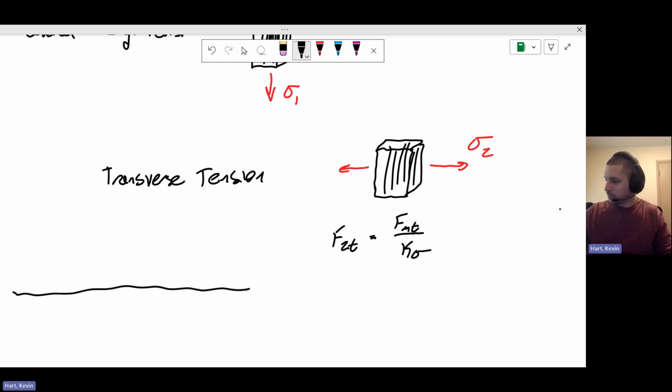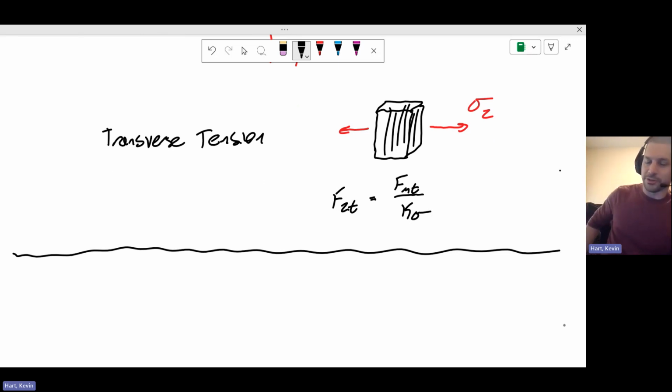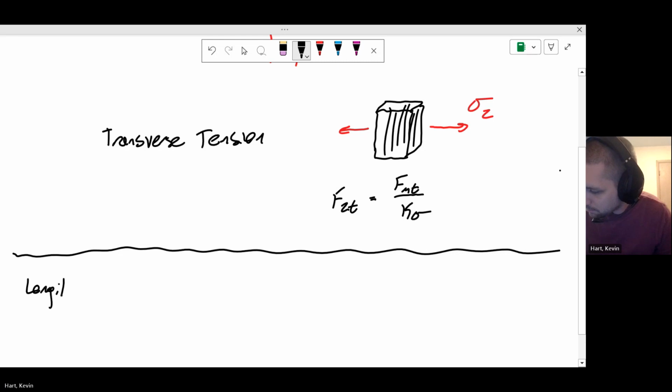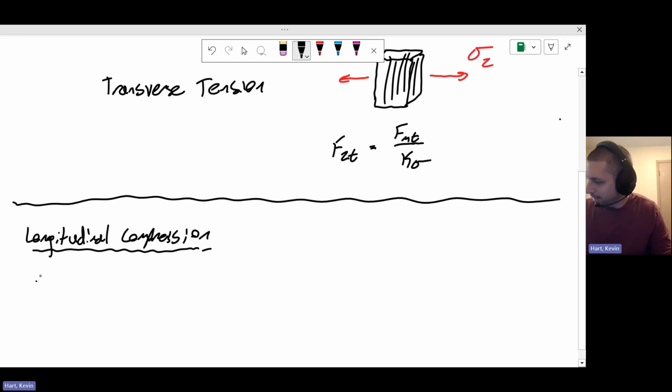And so let's then move on and discuss the next topic, which is going to be longitudinal compression. And just like longitudinal tension, longitudinal compression is complicated, but not for the same reasons that longitudinal tension is complicated. So longitudinal compression, the picture that you want to have in your head, just because I'm drawing all these pictures, might as well add this one as well.